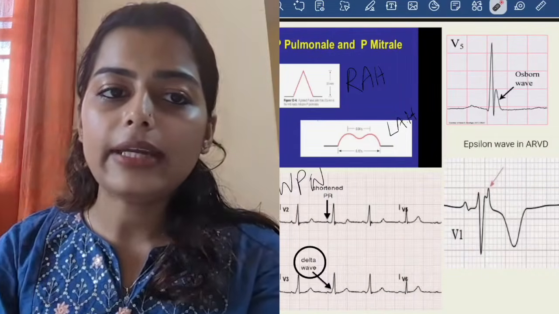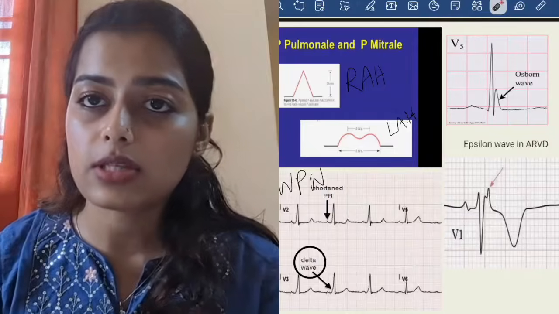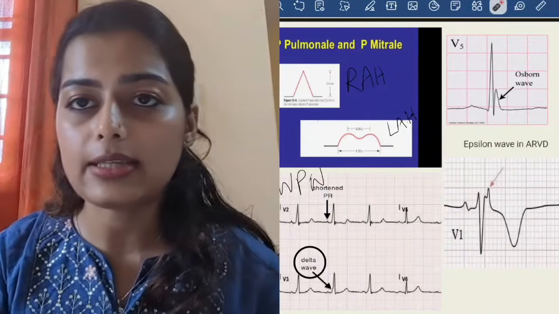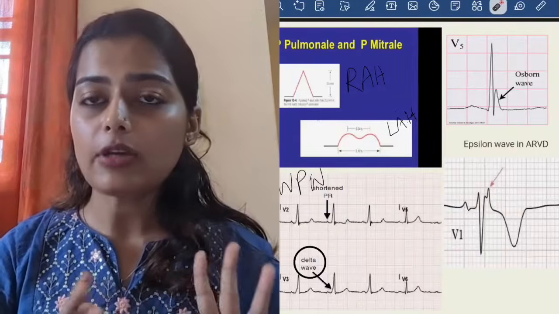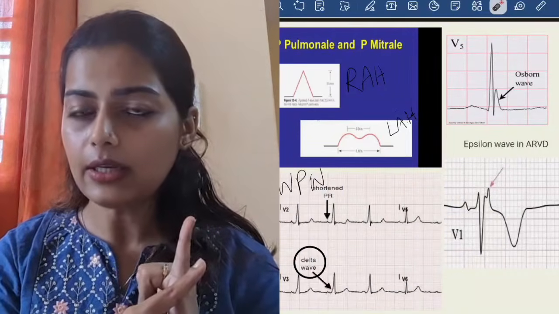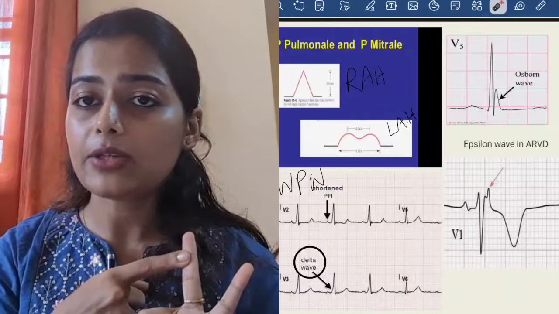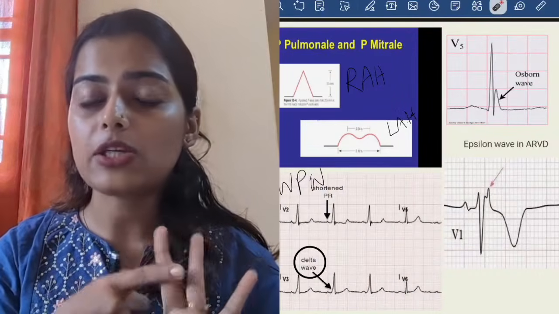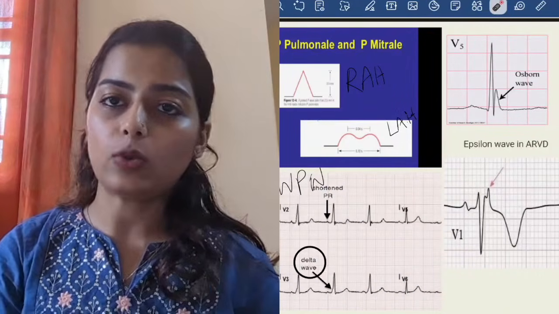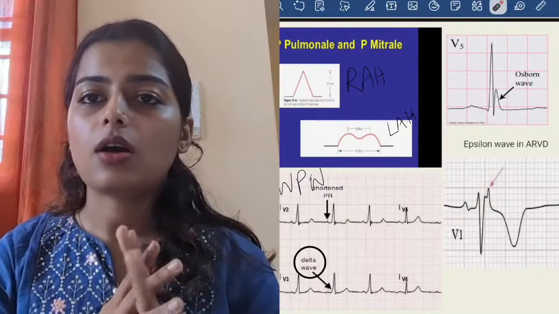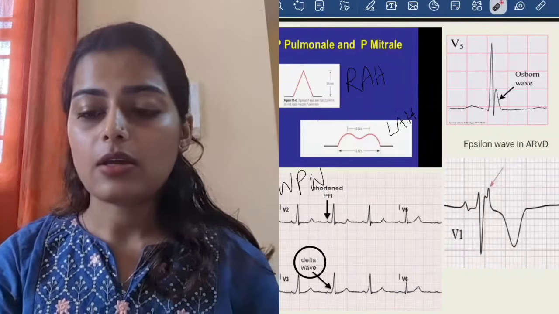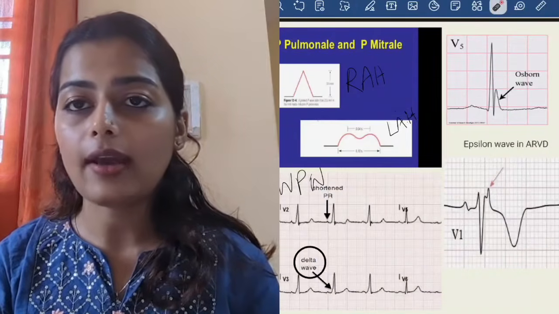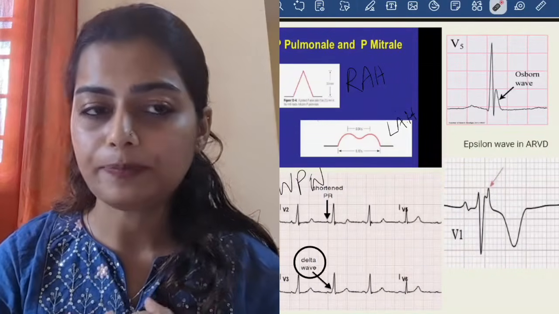In ARVD, we have a syndrome called Naxos syndrome, which is a possible INI-CET question. So what happens in Naxos syndrome? In Naxos syndrome, we have a combination of ARVD, woolly hair, and palmoplantar keratoderma. This combination of findings is seen in a syndrome called Naxos syndrome: ARVD, woolly hair, and palmoplantar keratoderma.